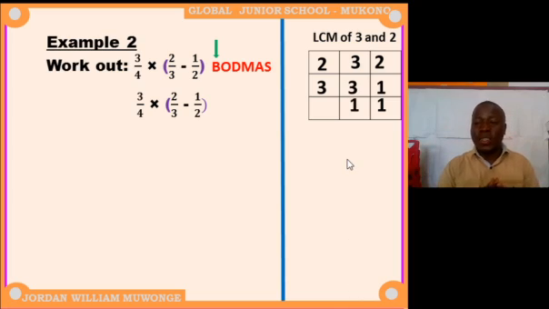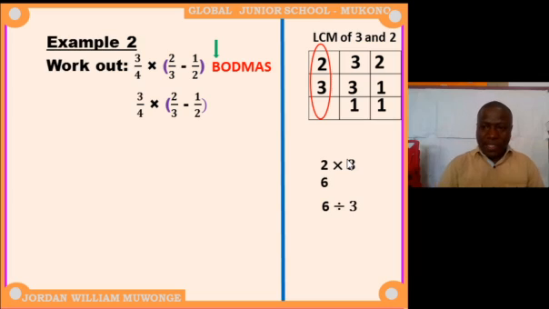You'll get the result 1. How do you get the LCM then? Multiply the prime factors. Those ones I've circled. I've put a ring on those prime factors. So 2 times 3, you get the LCM as 6. Let's now continue and see.